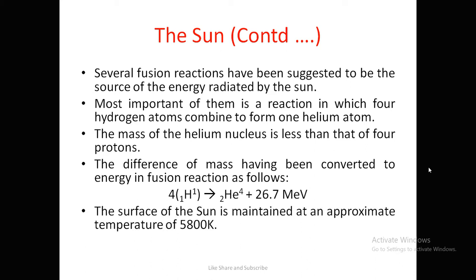The surface of the sun is maintained at an approximate temperature of 5800 Kelvin. This is also a very important point. This is the surface temperature of the sun. Of course, the inner temperature is obviously much higher compared to this.